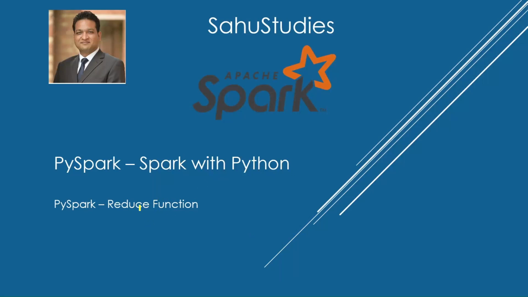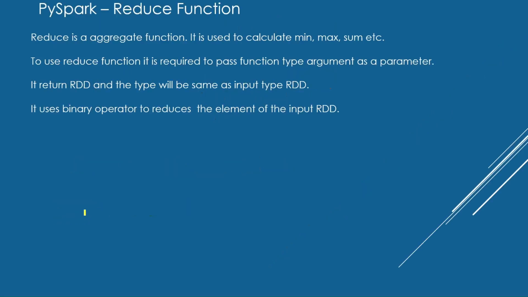In this video, I am going to discuss the reduce function in PySpark. So what is the reduce function and why do we use it? The reduce function is an aggregate function. It is used to calculate min, max, sum, etc. Suppose there is a requirement to calculate the minimum value, the maximum value, or the sum of an RDD. Then with the help of the reduce function, we can do it, because reduce is an aggregate function.